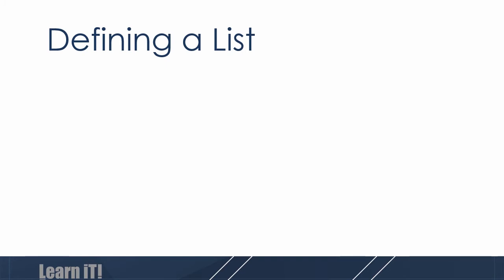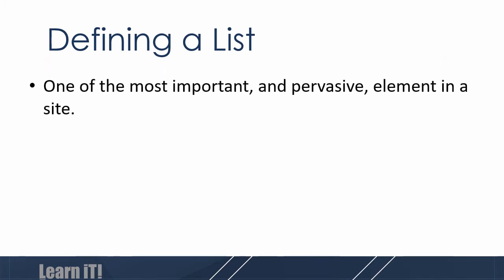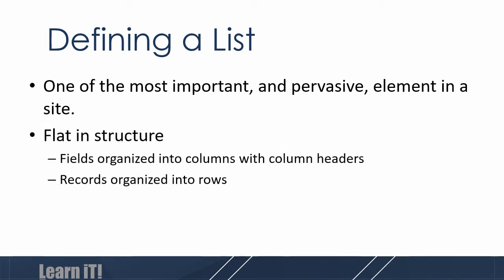So what is a list? Well, it is without a doubt one of the most important and pervasive elements in a site. Remember, it's only one of 2 components that actually holds data here in SharePoint. It's generally flat in structure, so its fields are organized into columns with column headers, and records are organized into rows. If that structure sounds familiar, it's because it looks a lot like an Excel spreadsheet when it's in its native view.